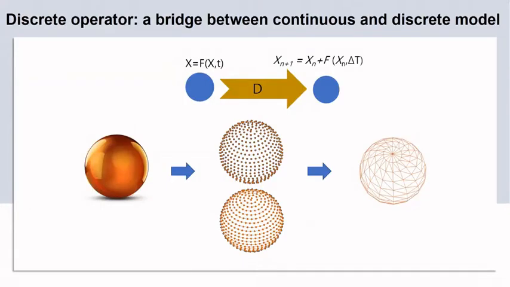So let's start with a general topic. As we all know, the discrete operator is some sort of bridge between a continuous system and its finite difference model. We can convert the continuous system into some sort of finite difference model to perform in computer. We have the continuous system at once, then we have a cloud of points, and then we have a finite difference model. But how do we make this important choice?